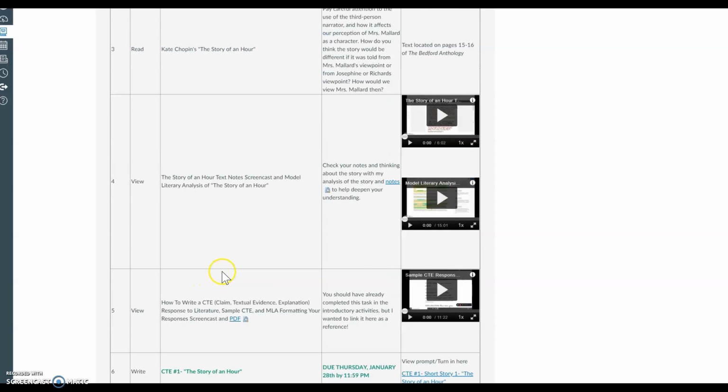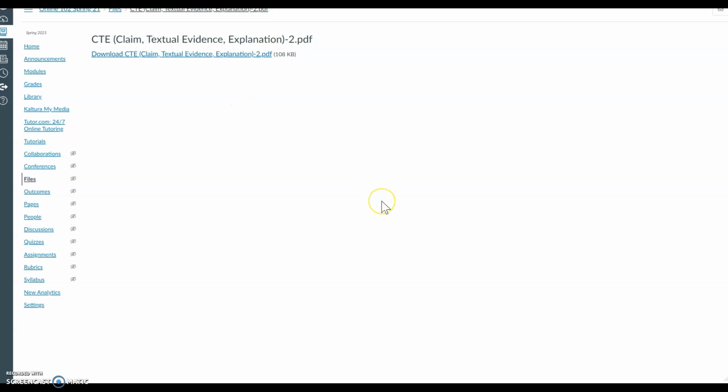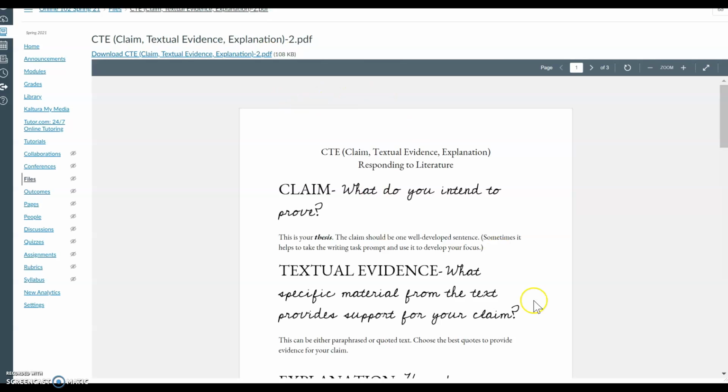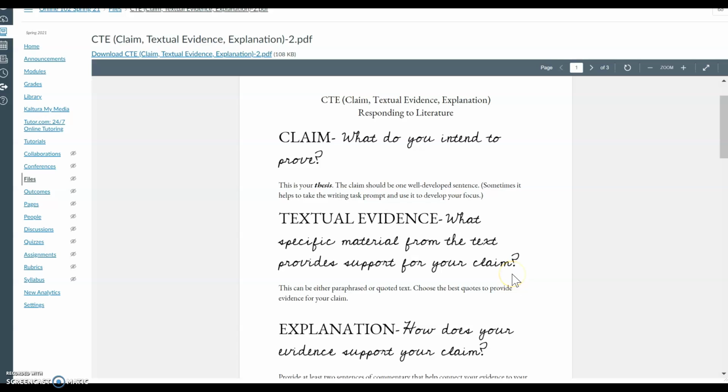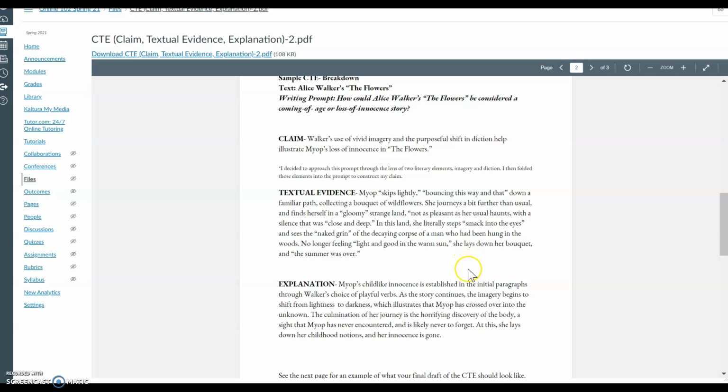And then you're going to go right into learning how to write a CTE. I did a sample CTE for you on The Flowers, and in that module I really walked you through how to write a CTE: taking your claim, what you intend to prove, and then backing it up with textual evidence, and then explaining how that textual evidence supports your claim. And I gave you an example of what that should look like from start to finish.